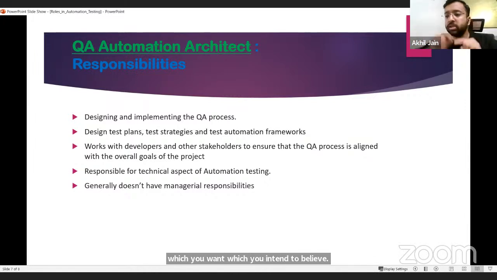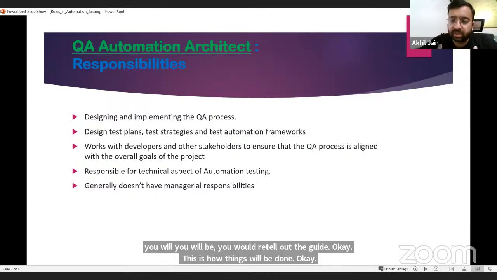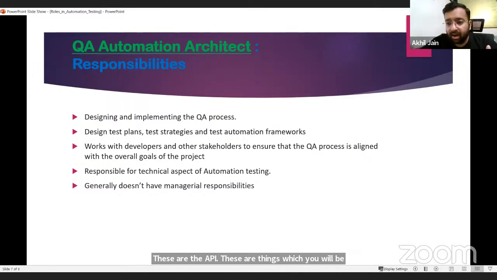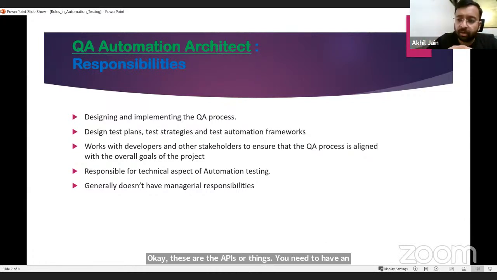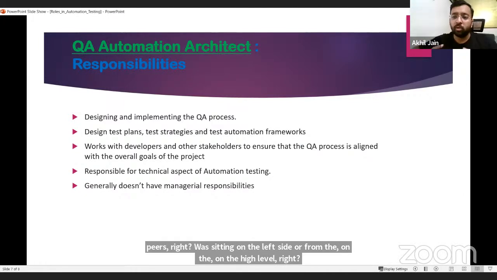Now if you use this approach, you decide at that level that we'll be using this strategy to generate data, and you detail out the guide: okay, this is how things will be done, these are the APIs, these are the things you will be using, right. So what I'm trying to say is, how will you get that understanding of which APIs to use? You need to interact with the developers or your peers, who are sitting on the left side, or people at a higher level. They will help guide you on what needs to be done to achieve certain things.